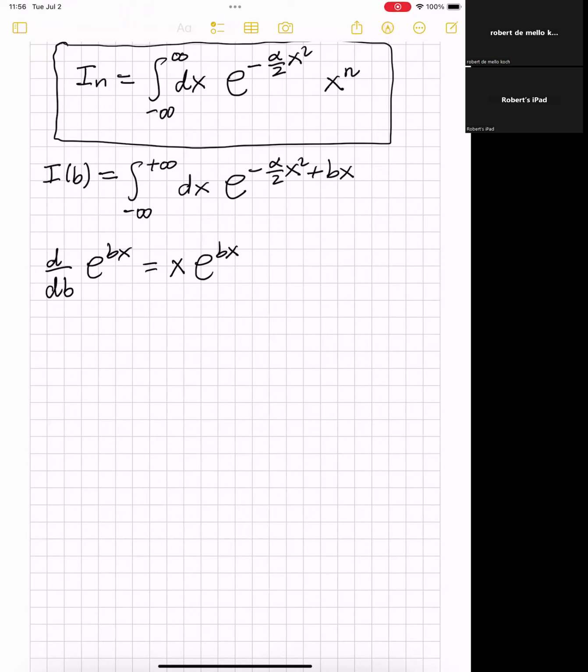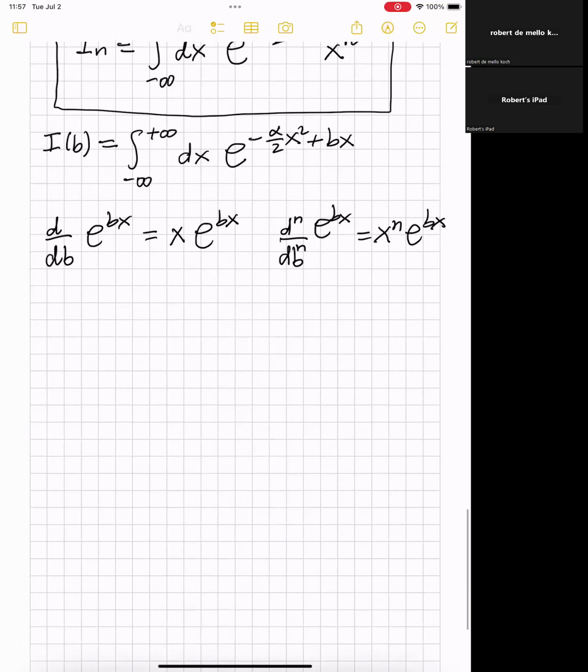So that's the first thing that I want you to keep in mind. And then, of course, it is a trivial step to take the nth derivative of e to the bx and to get x to the power of n times e to the bx. Okay, so keep those two in mind.